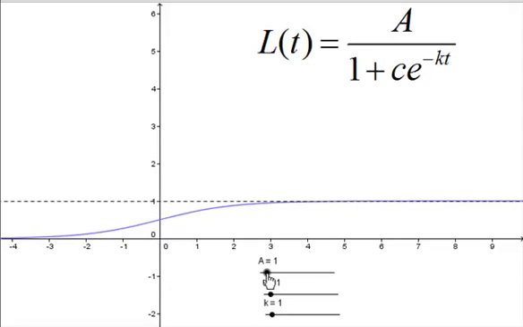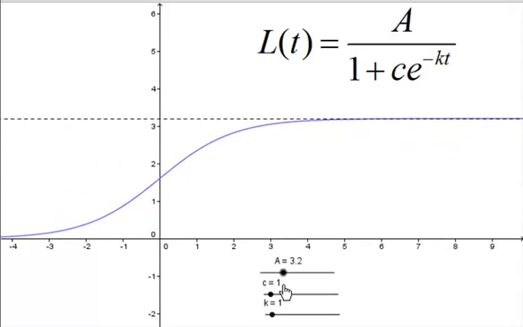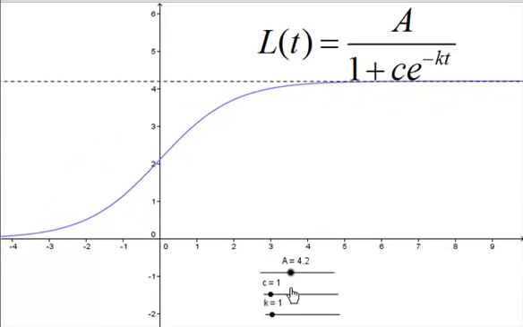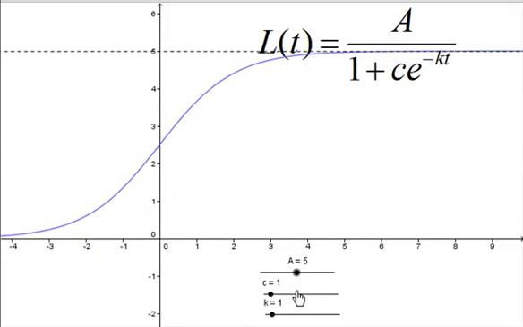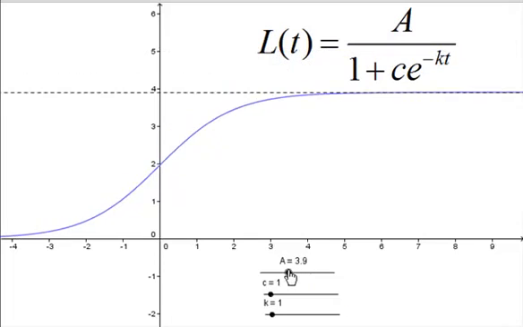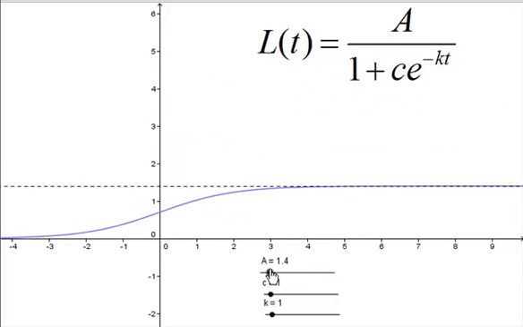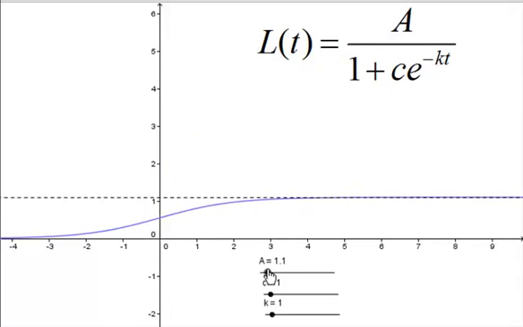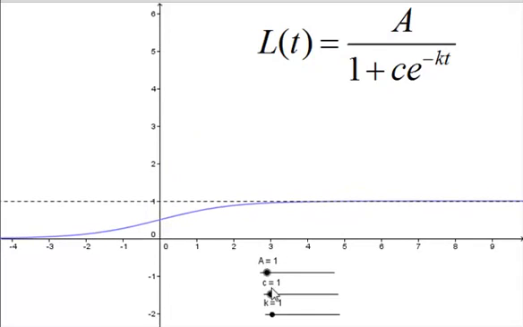Watch what happens as we change a. As a increases, our horizontal asymptote increases. For instance, if a is 5, our horizontal asymptote goes up to 5. So a is what we call the limiting value. It's as high as this function will get.